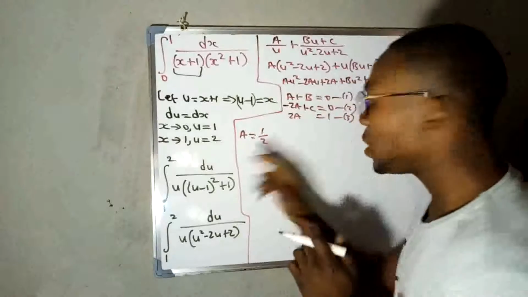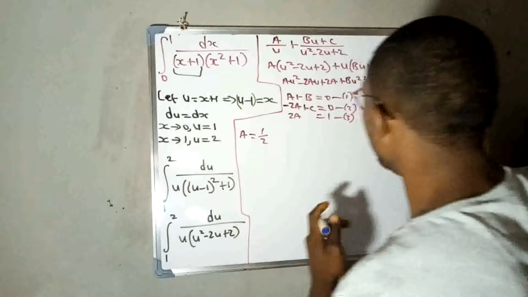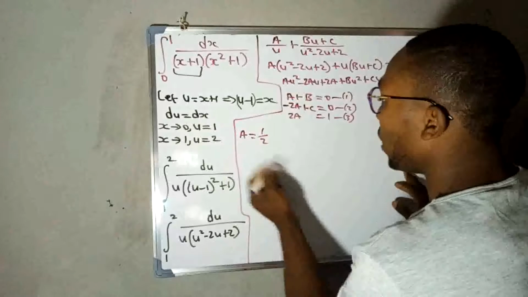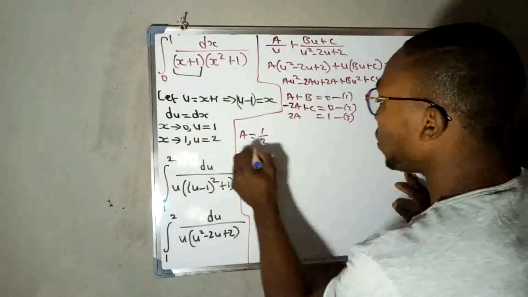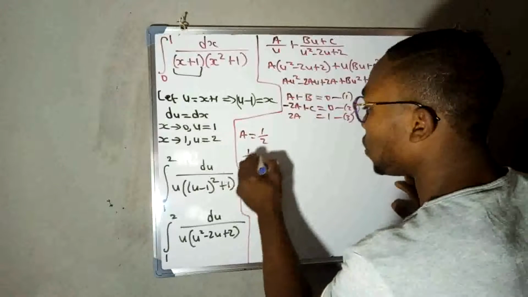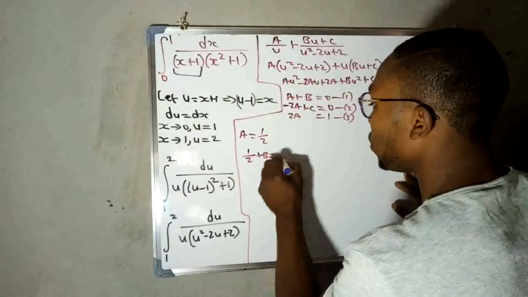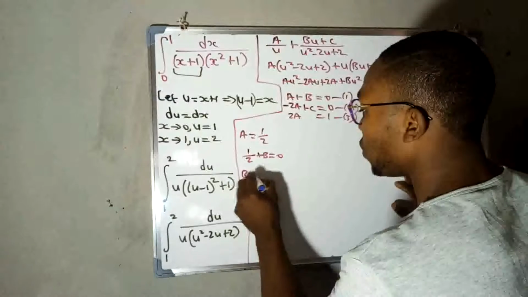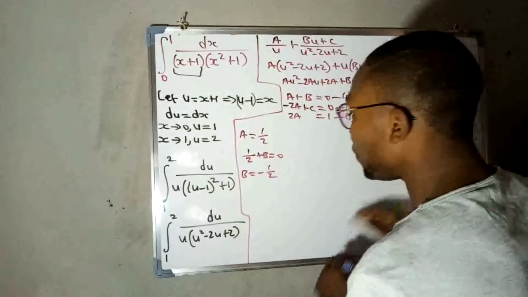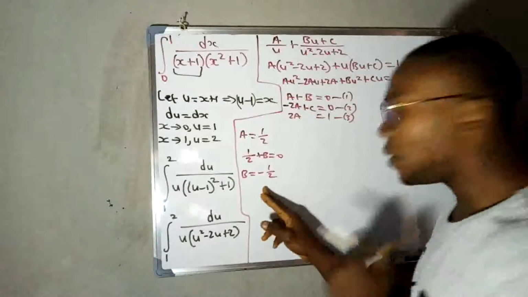Now we've already gotten our a, so we have to find our b from our equation 1. When I plug in my 1 over 2 into my a here, we'll be having 1 over 2 plus b equals 0. Therefore b equals minus 1 over 2. You see, this is for my b.